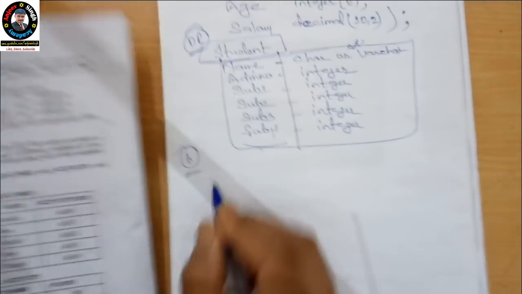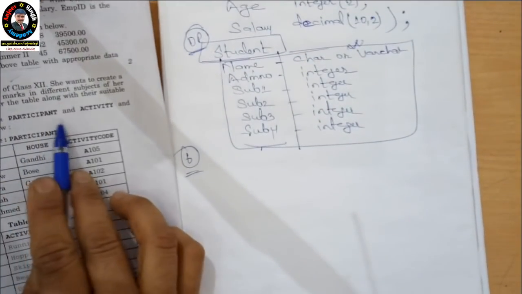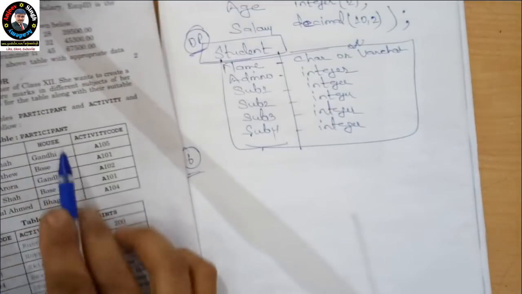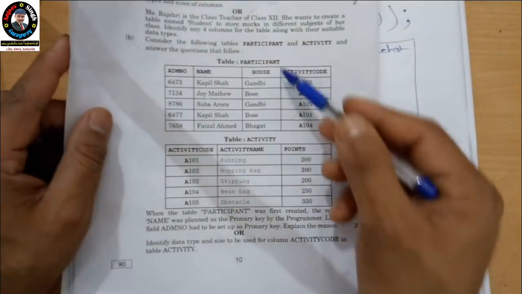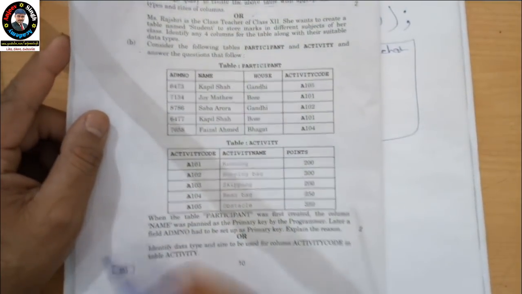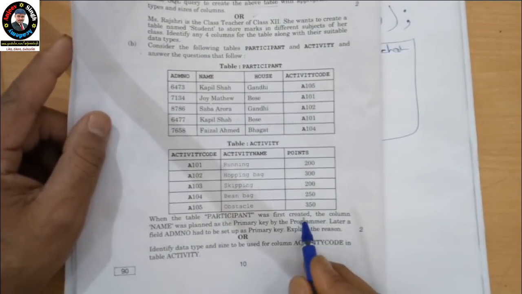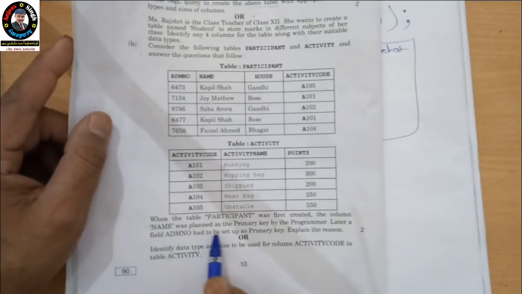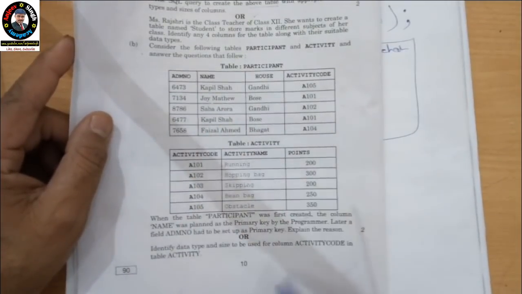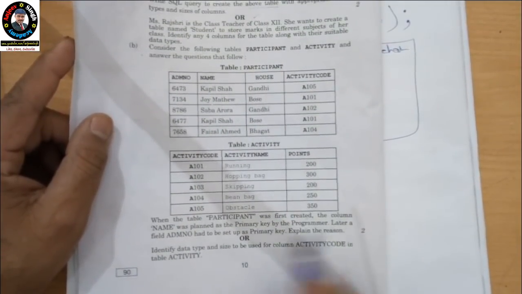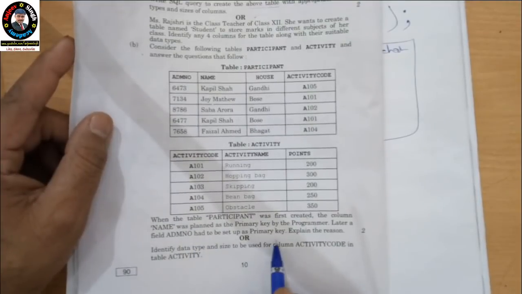Next question is 6b. Consider the following tables, participants and activity, and answer the questions below. This is the participants table and this is the activity table. Now read the question. Name the table participants. When the table participants was first created, the column name was planned as a primary key by the programmer. Later a field admission number had to be set up as a primary key.